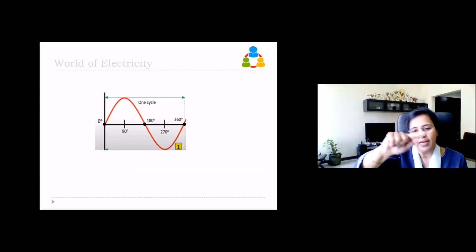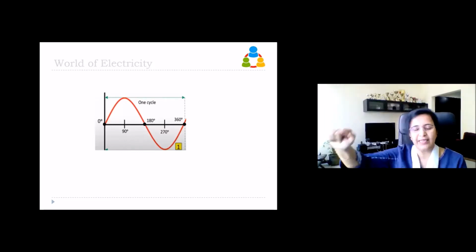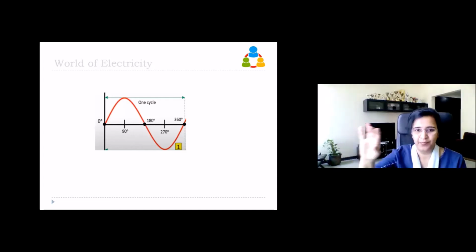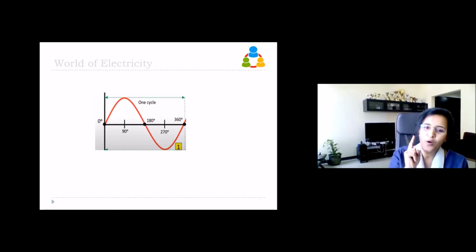In the sine wave, when it completes one positive cycle and one down cycle, it is called one cycle. So one cycle is once it goes from 0 to the positive top, then 0, then it comes to the negative. This is called one cycle. How many cycles like this per second is called frequency.